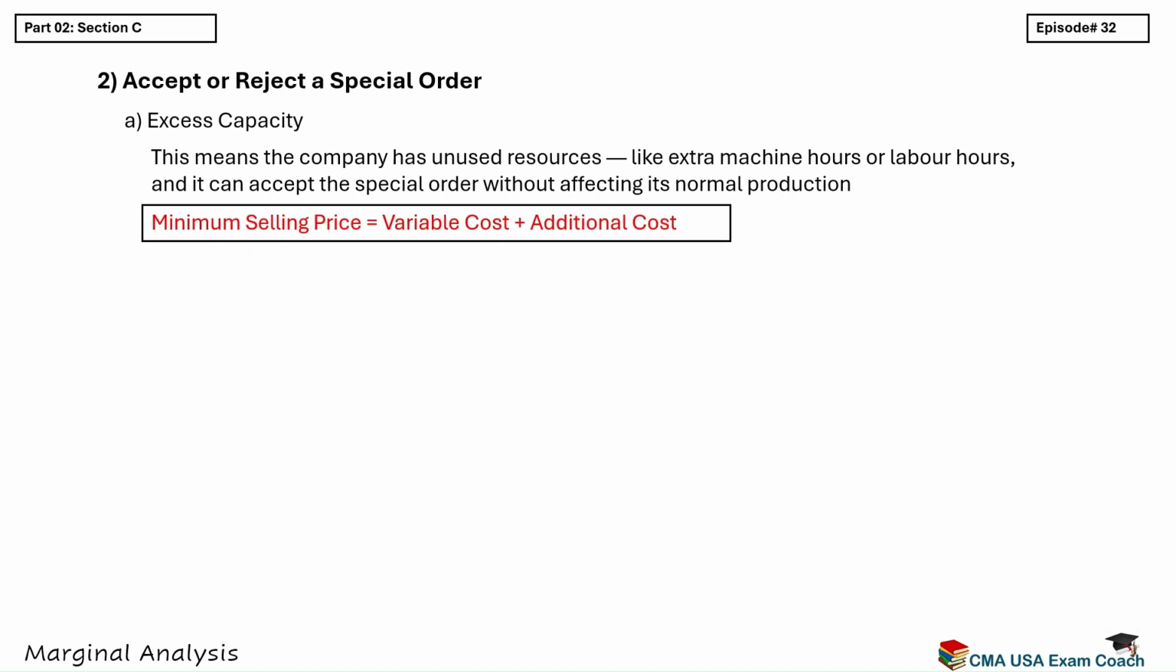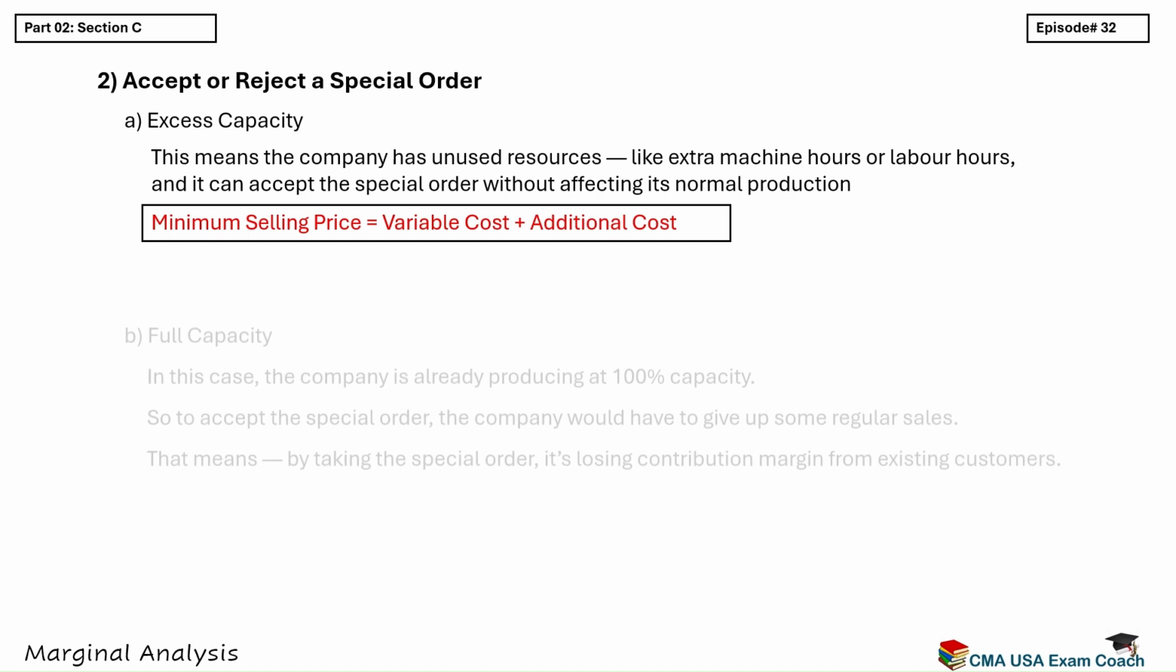In this case, the minimum selling price for the special order should be variable cost plus any additional cost. Since fixed costs are already covered and no regular sales are lost, the company only needs to cover incremental costs. Let's say variable cost per unit equals $50. There's no additional cost. So even if the customer pays just $51, the company is making $1 profit per unit, and it can accept the order.